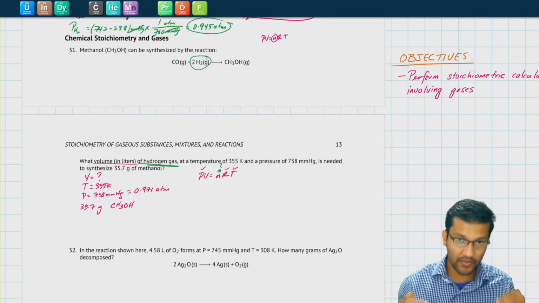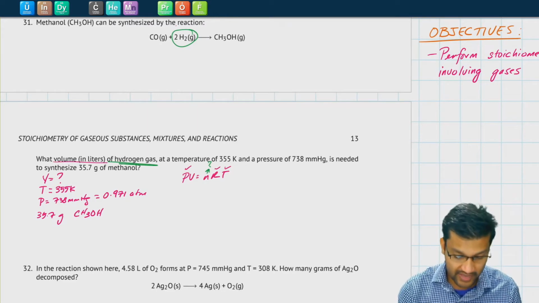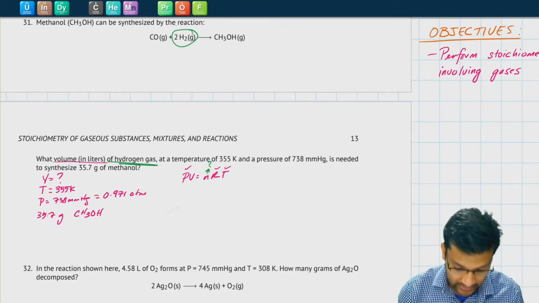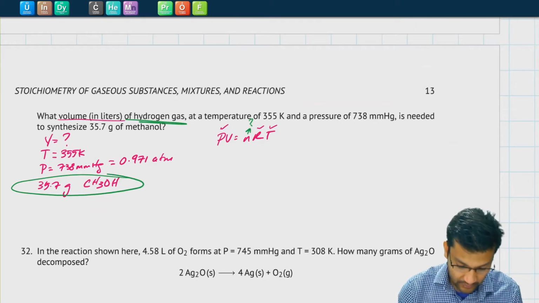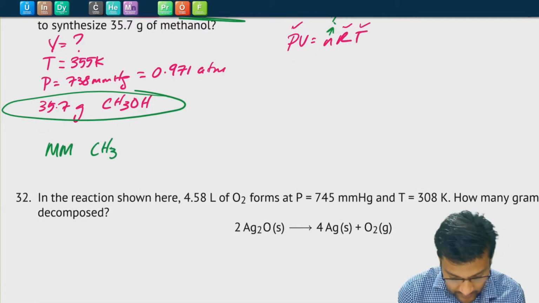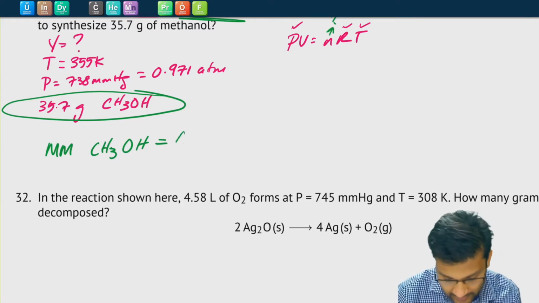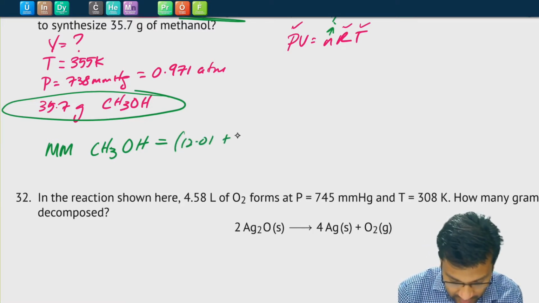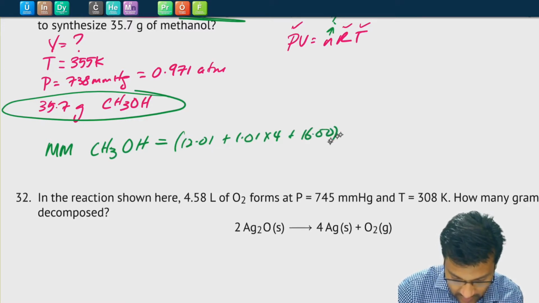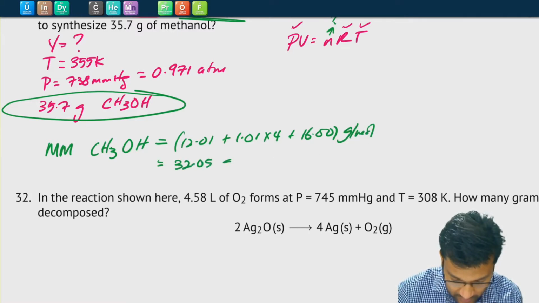In order to find the number of moles of hydrogen gas, we need to first find the number of moles of one other component in this reaction where we actually know something more about it. That component is methanol. We know the mass, and we can easily figure out the molar mass. We should have had lots of practice doing this, so I'm not going to show you how. Well, let's do it. It's 12.01 for carbon, 1.01 for hydrogen, and there are 4 of them, and 16.00 grams per mole for oxygen. That comes out to be 32.05 grams per mole.